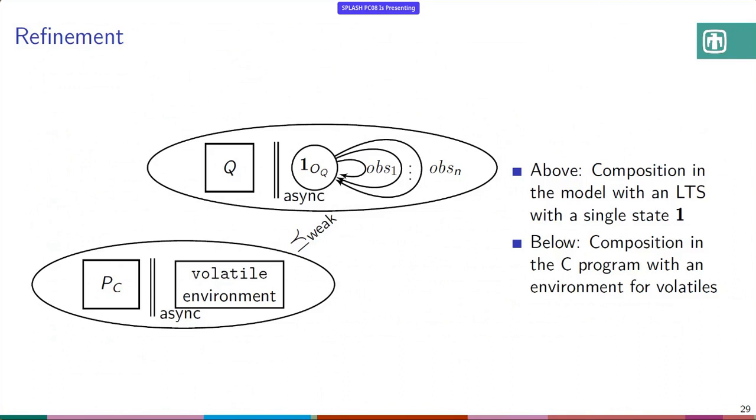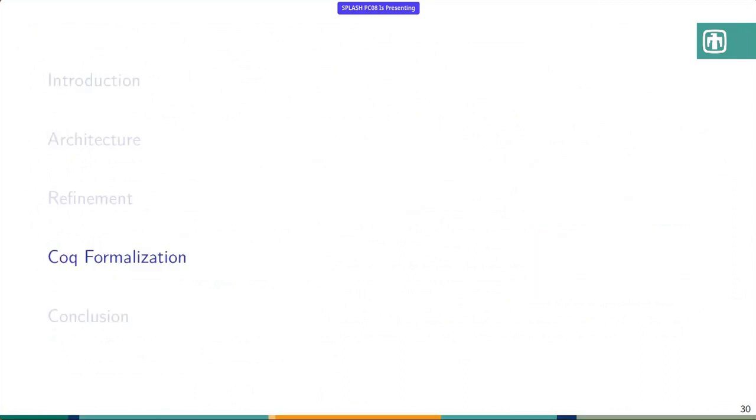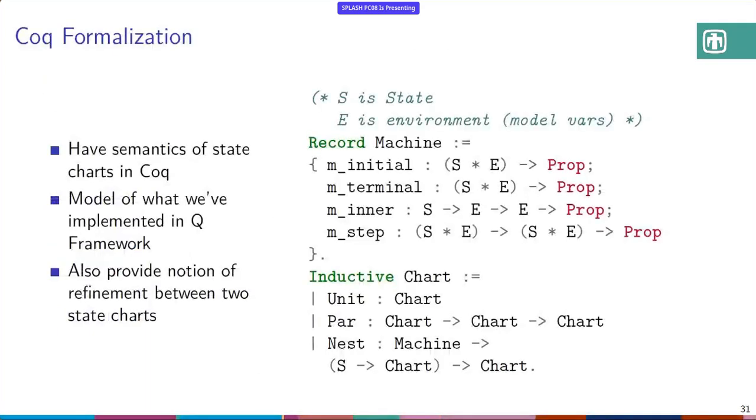This is the argument of our refinement. Okay, so that's, again, a roughly sketched-out proof, but maybe that gives a little bit of intuition. I'll talk a bit about our formalization in Coq.